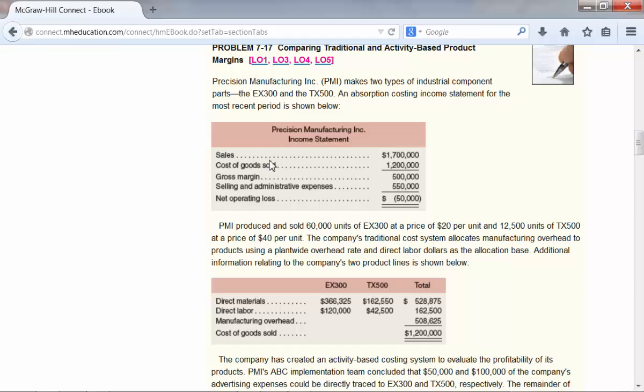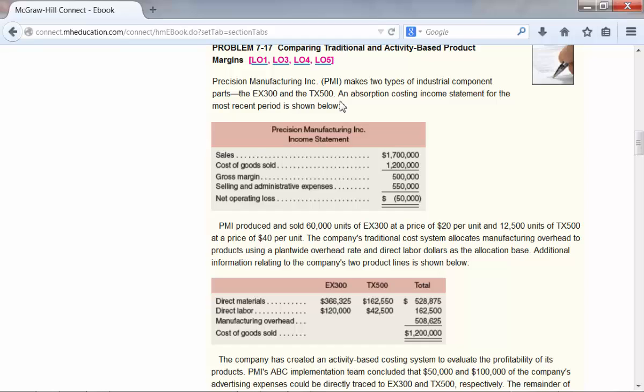So it says that they produced and sold 60,000 units of the E product at a price of $20 per unit, and 12,500 units of the T product at a price of $40 a unit. So their biggest seller obviously is the EX300, and it's priced cheaper. Now the company's traditional cost system allocates manufacturing overhead to products based on a plant-wide overhead rate, and they use direct labor dollars as the allocation base. Additional information relating to the company's two product lines is shown below.